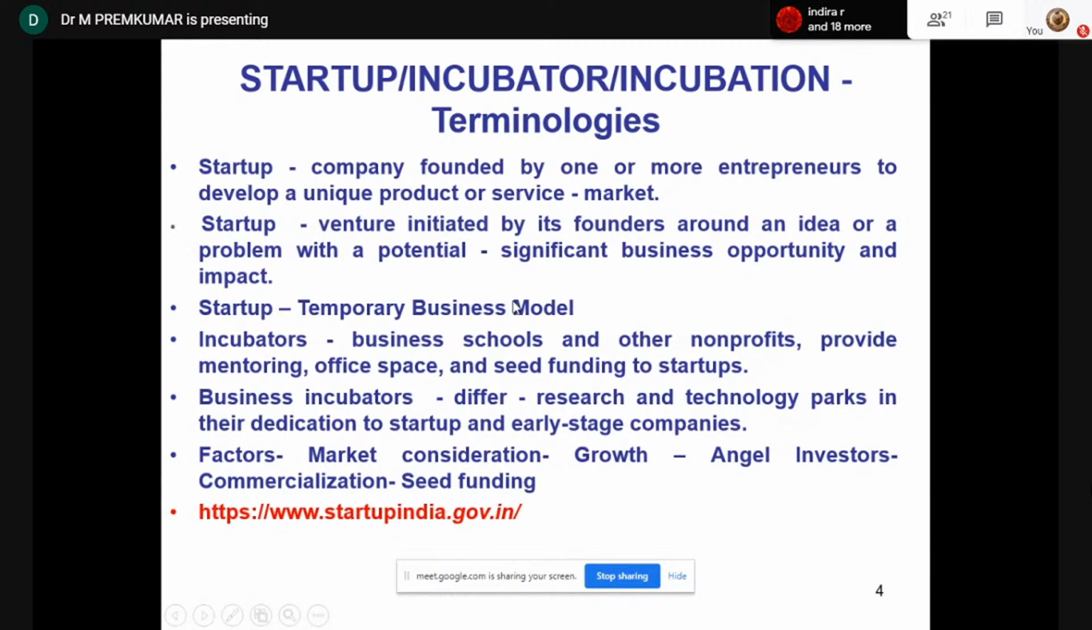So these terminologies we need to be clear: what is a startup, what is an entrepreneur, and so on. Our government has started startupindia.gov.in, where we can look for various startup schemes and the various possibilities of funding we can have. So you can go through this site for further information. I'll go to my next slide.